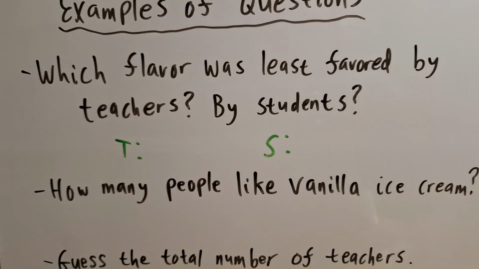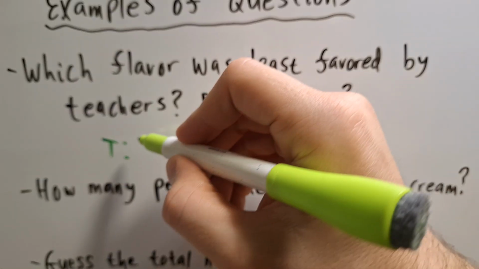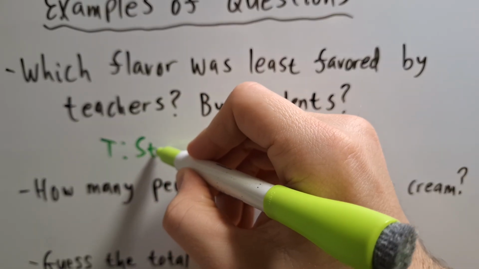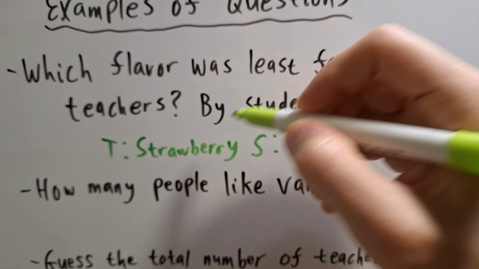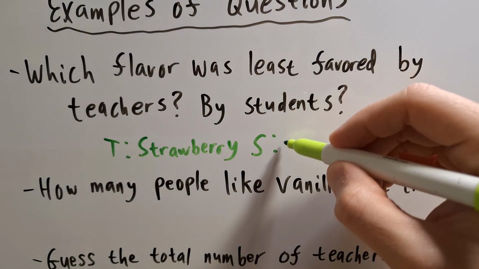So what flavor was least favored by teachers? That would be strawberry. And then for students, it was vanilla.